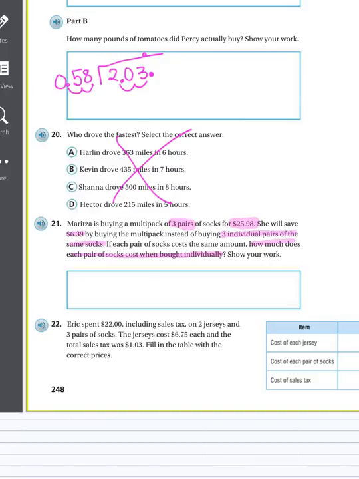So it says she's going to save $6.39 by buying the multi-pack instead of 3 individual pairs. So we're going to take the total of what a multi-pack costs, which is $25.98, and we're going to add $6.39 to find out how much it would cost for 3 individual pairs of the same socks. After you find that amount, then that amount is going to be divided by 3 to figure out how much 1 individual pair of socks will cost.